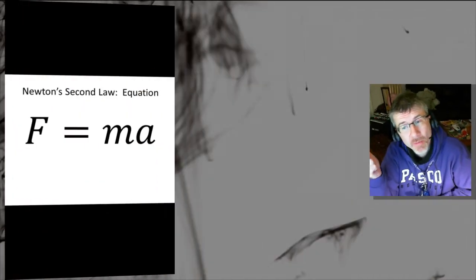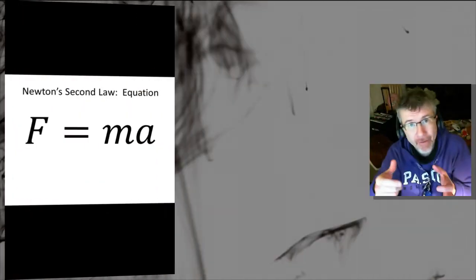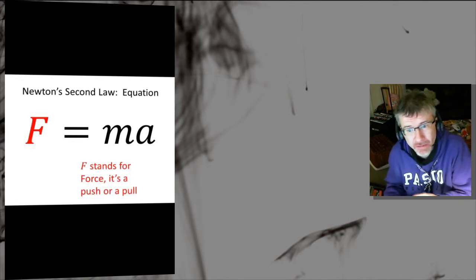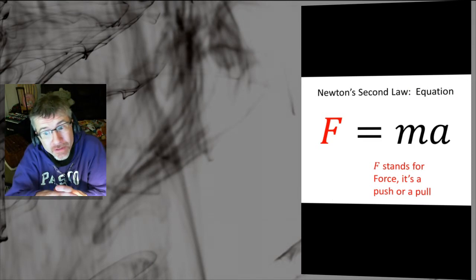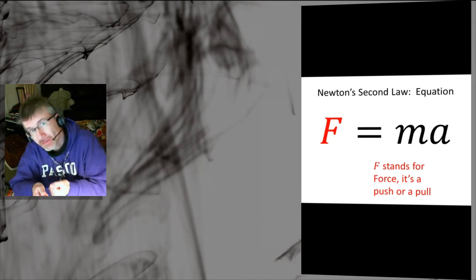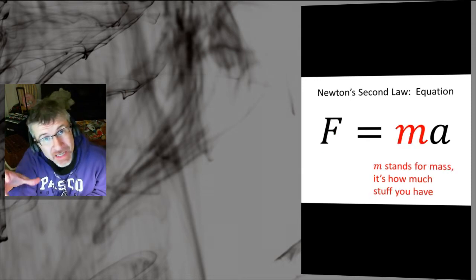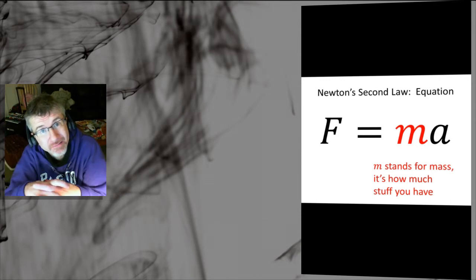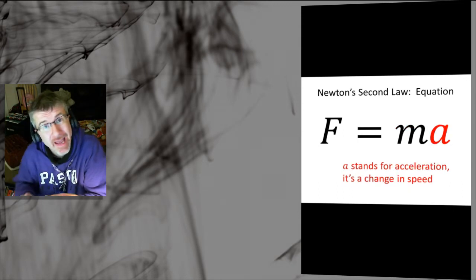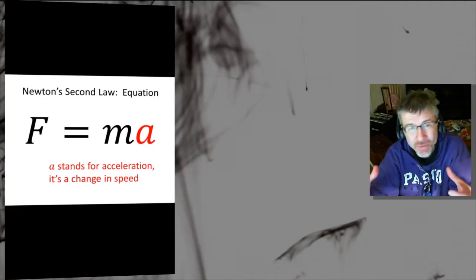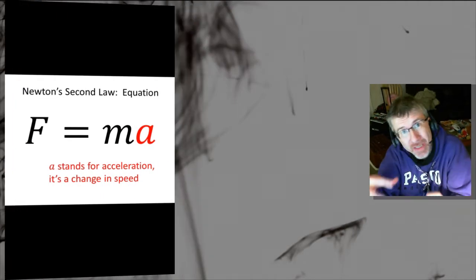Unbalanced force, acceleration. Newton's second law can be summarized as an equation. F equals ma. Let's take a look at each of the pieces of the equation. F stands for force. It's a push or pull. Equals. M stands for mass. It's how much stuff you've got. Is it a big thing? Is it a small thing? It's how much inertia you have. A stands for acceleration. It's a change in speed. A is just the motion. It's what happens to something because of a force.